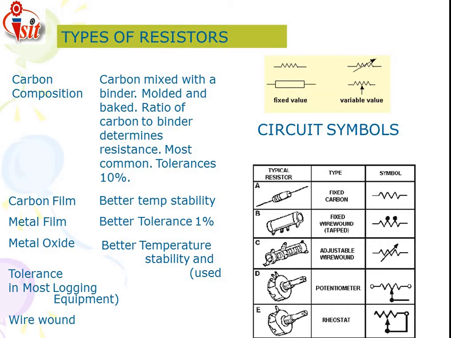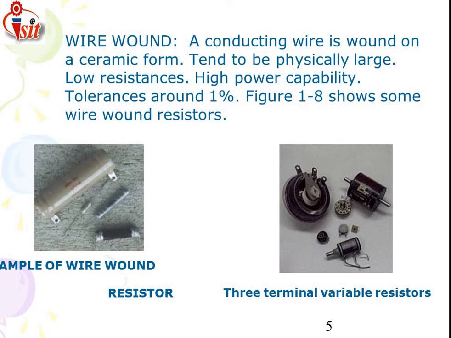The next is related to wire wound. A conducting wire is wound on a ceramic form; these tend to be physically large, with low resistances, high power capability and tolerances around 1%. Figure 1.8 shows some wire wound resistors. This is a sample of wire wound resistors, and this is a 3-terminal variable resistor, shown over here.